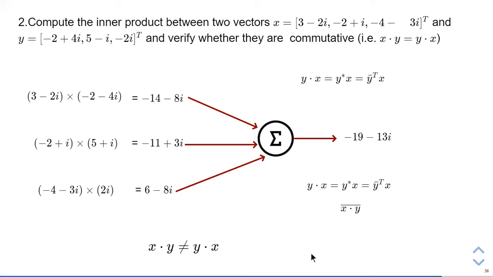You can think of some examples, under which condition or for what types of vectors x dot y becomes equal to y dot x. I leave it to you for your thinking.